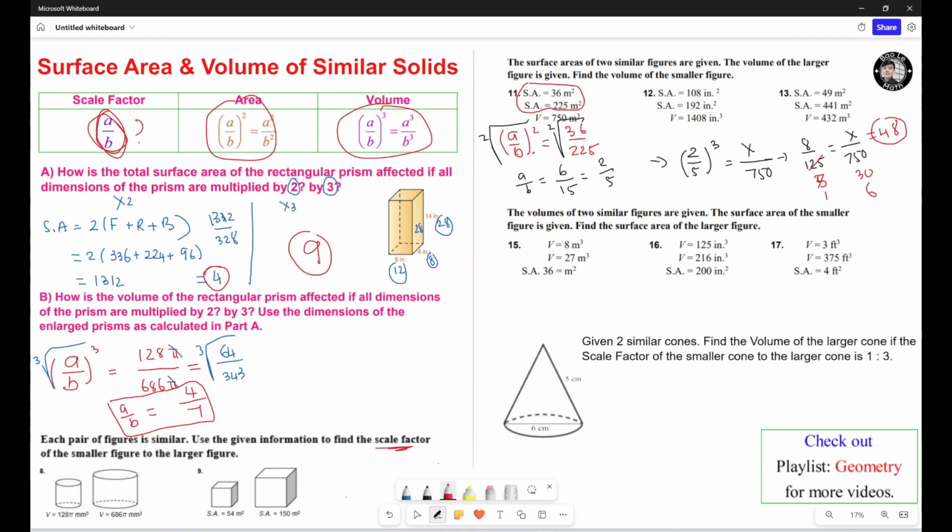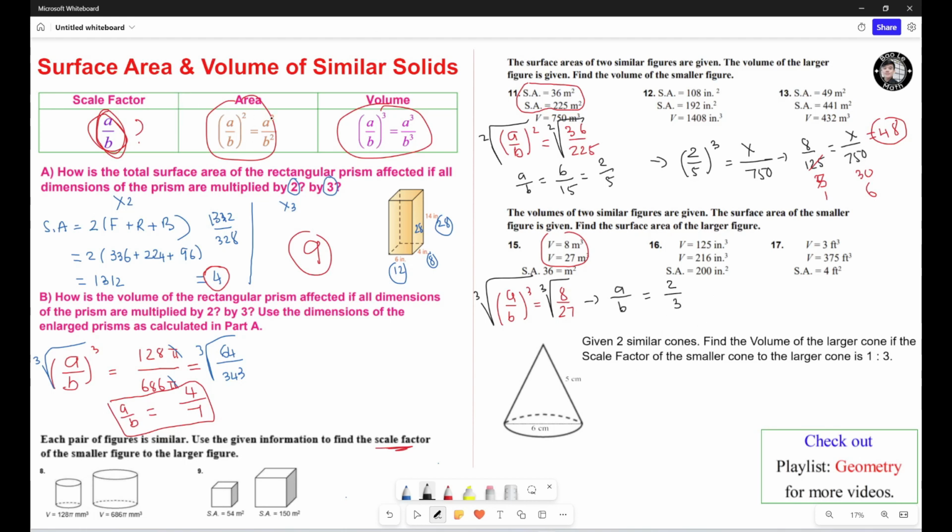Alright, you do exactly the same thing right here. Okay, so we use volume is given. We use the formula right here. So we have A over B cubed equal 8 over 27. Alright, and then we take cube root both sides. Cube root of this one. So we're going to end up with A over B equal cube root of 8, which is 2. Cube root of 27 is going to be 3. Right? And then we use the formula right here.